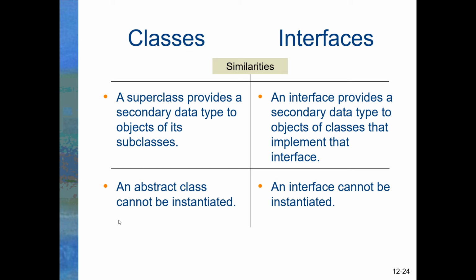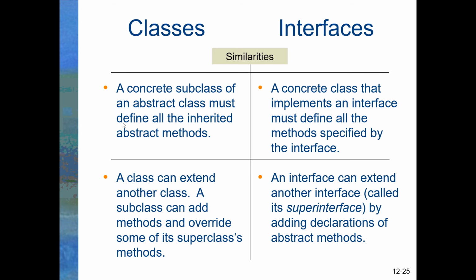An abstract class cannot be instantiated, and an interface cannot be instantiated. So those are all similarities. A concrete subclass of an abstract class must define all inherited abstract methods. So anything I say is abstract in an abstract class has to be inside the concrete class. A concrete class that implements an interface must define all the methods specified by the interface, identical.